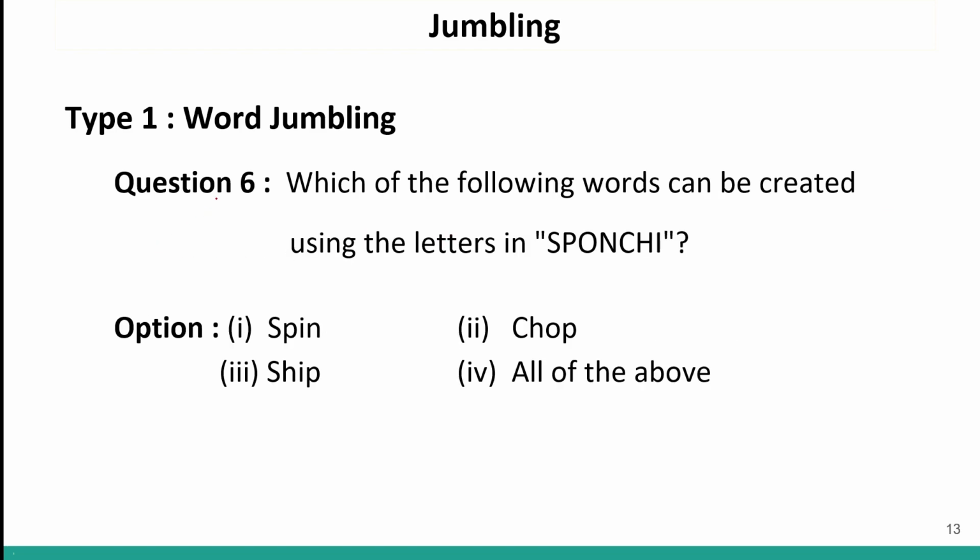Okay? Now, question number 6. Which of the following words can be created using the letters of spongy? All these letters are there. So can I create spin? S, P, I, and N? Yes, I can create spin. Can I create chop? C, H, O, and P? Yes, I can create chop. Can I create ship? S, H, I, P? Yes, I can create ship also. So I can create all these three words using these letters. So my answer will be option number 4, all of the above.